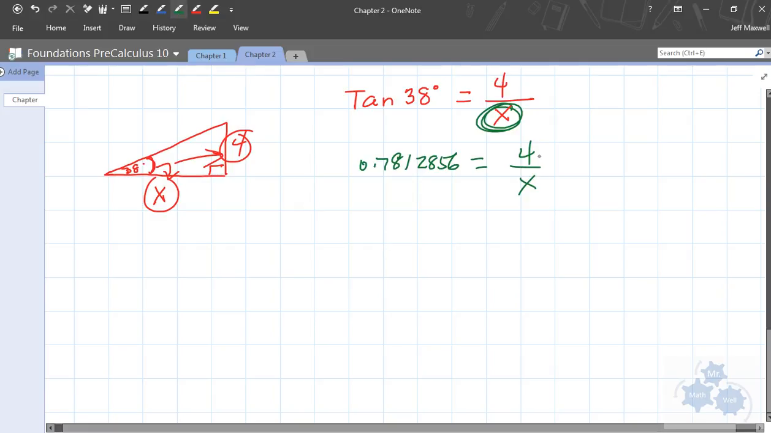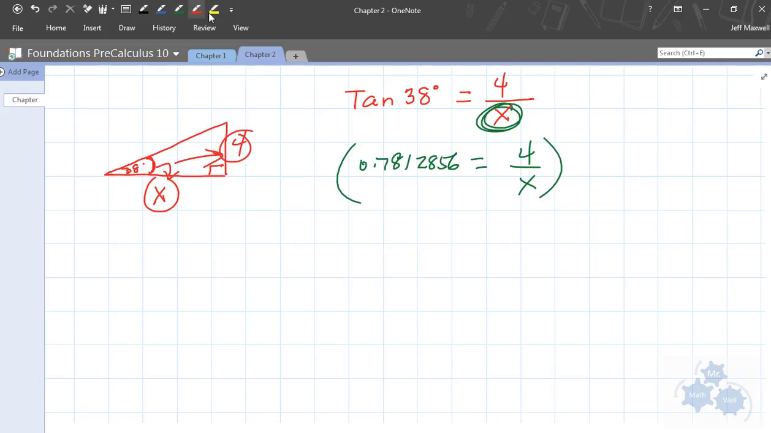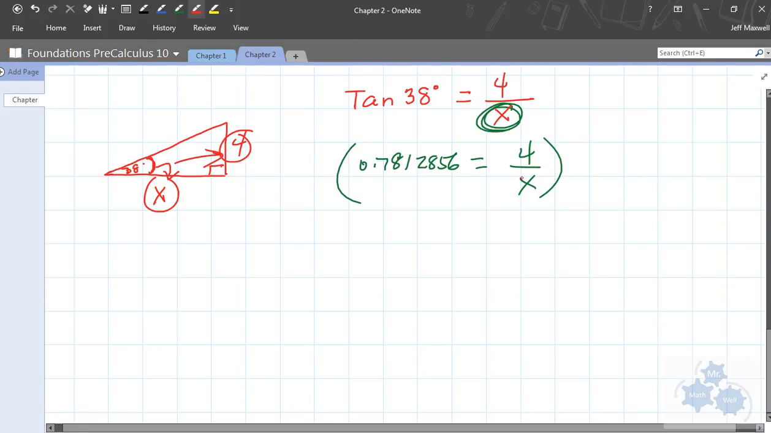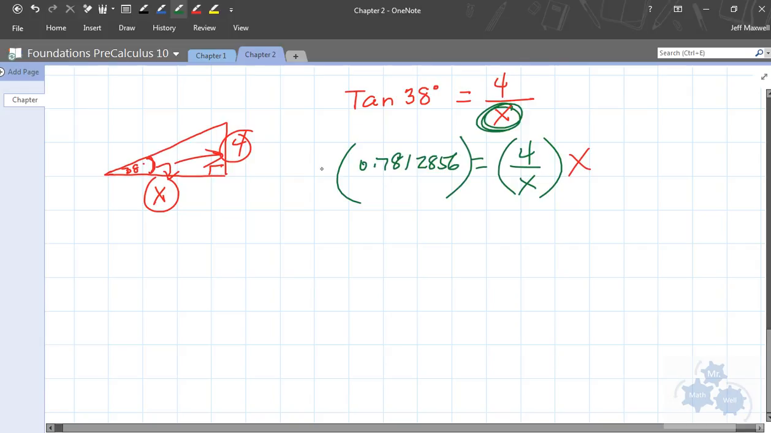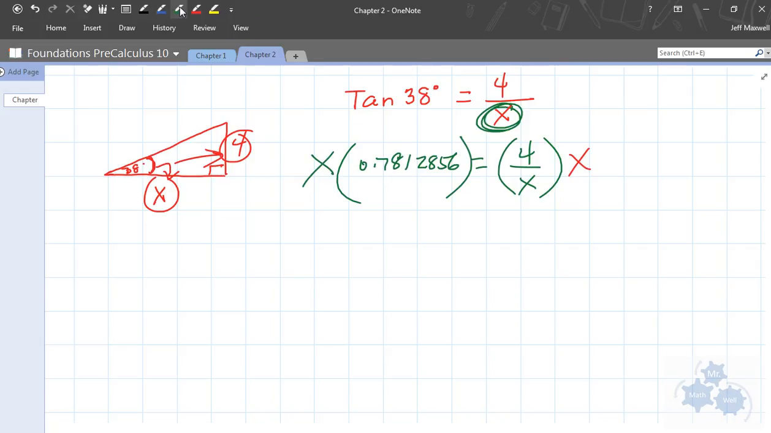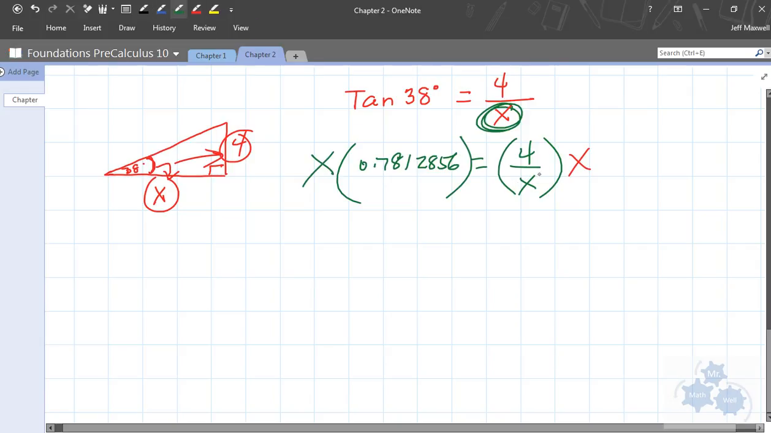And to solve for x, I'm not sure how good you are at solving for variables. It's very important in this class. By grade 10, you've got to know how to do this. You've got to get that x out of the denominator, so multiply both sides of the equation by x. That will eliminate the x over here, so you just have 4 left over here.